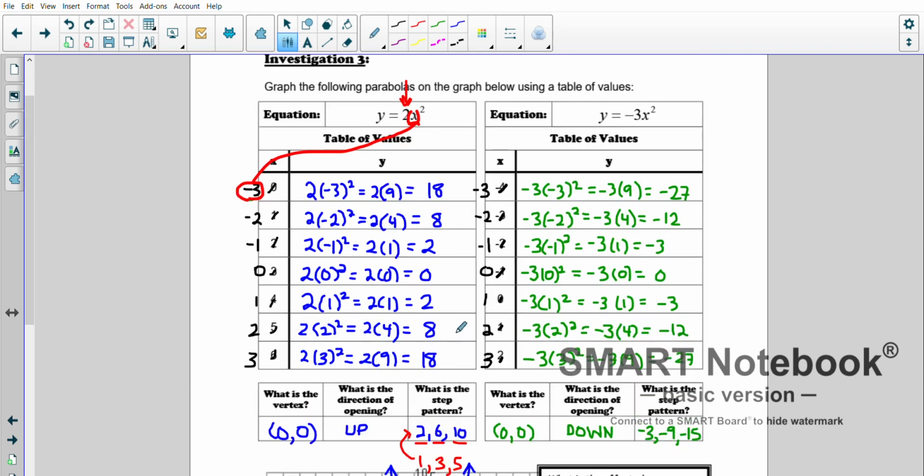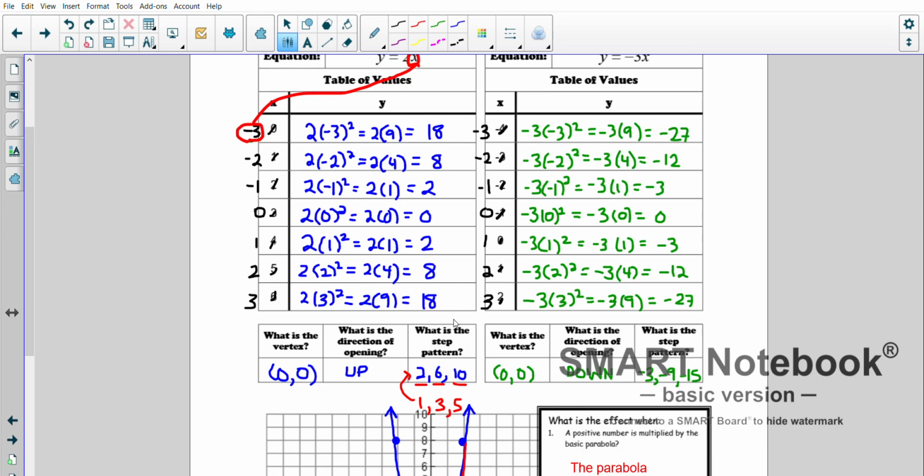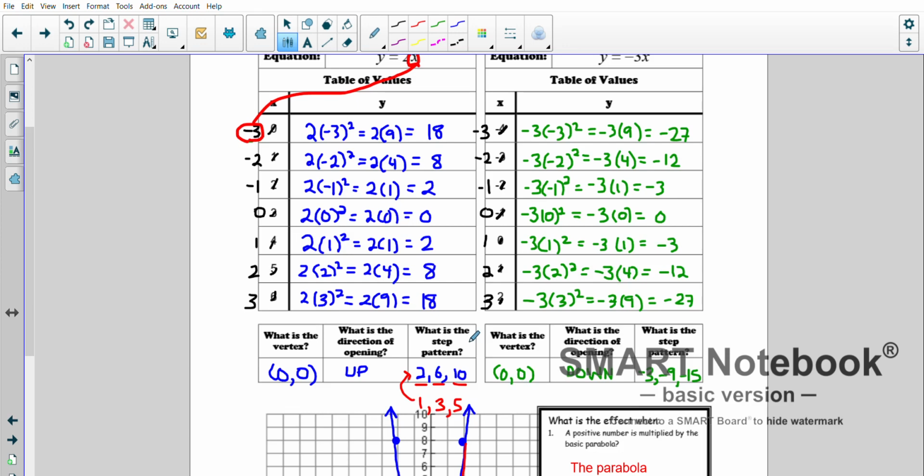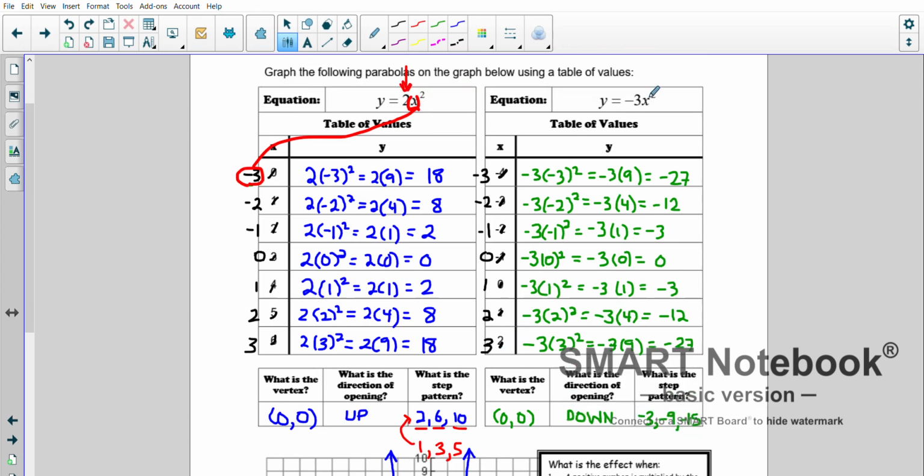And if you know what the vertex is, then you can just start at the vertex and use the step pattern to make a graph. And you'll see a lot of that in the next lesson. I might have to do a video lesson for that one too, just because this stuff is not the easiest stuff in the world. Okay, so next example.